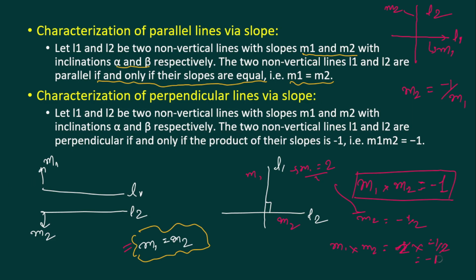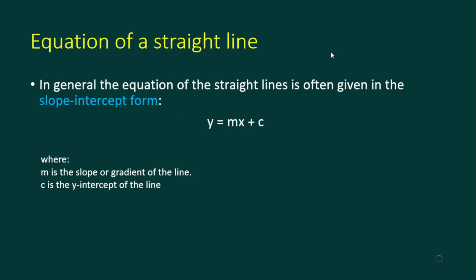Now let's move toward our next topic, that is the equation of a straight line. Now we have learned about the slope, and we now know about the rectangular coordinate system. So now let's move toward our main topic, the equation of the straight line. What will be the equation of the straight line?